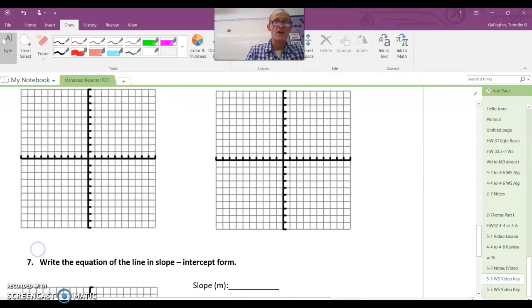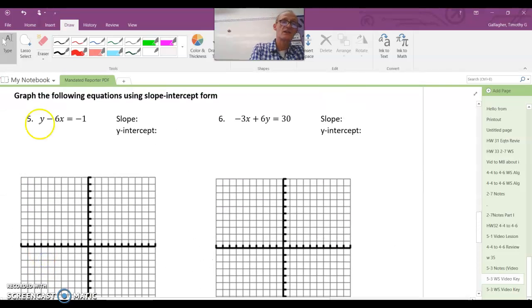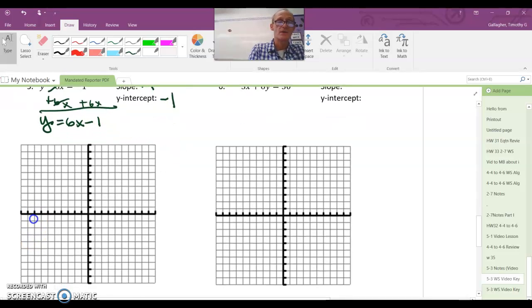So problem number 5 is y equals negative 6x minus 1. There's only one step here, and that's to add the 6x. And they cancel out on the left-hand side of the equal sign. Y is equal to 6x minus 1. The slope is 6 over 1, and the y-intercept is negative 1. So the y-intercept is negative 1, positive 1, 2, 3, 4, 5, 6, positive 1.